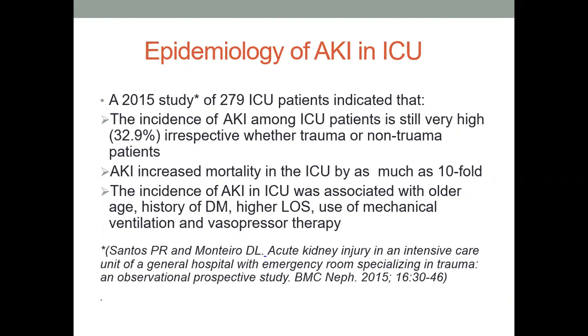Epidemiology: a 2015 study revealed that among 279 ICU patients, the incidence of AKI is about 32.9%, irrespective of whether they are trauma or non-trauma patients. This increases ICU mortality by as much as tenfold. The study noted that AKI in the ICU was associated with older age, history of diabetes mellitus, longer length of stay in the unit, and patients on mechanical ventilation and vasopressor therapies are more prone to develop AKI in the ICU.